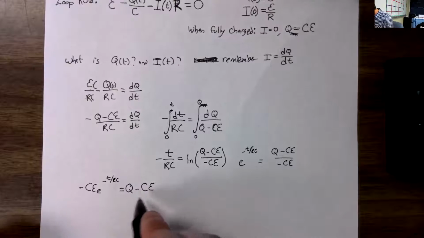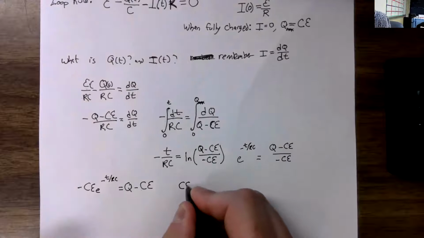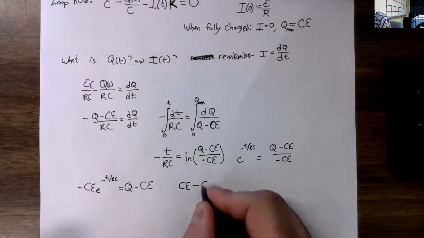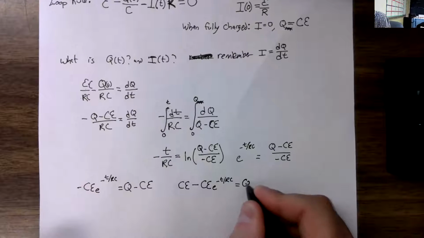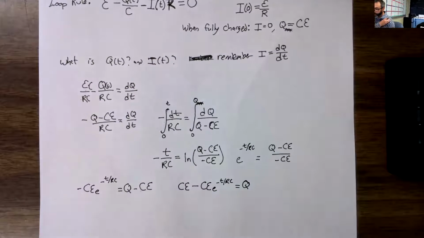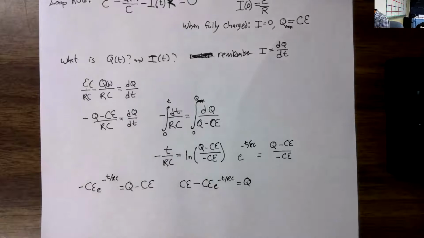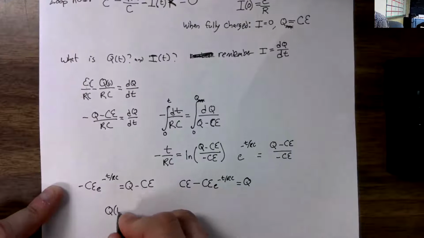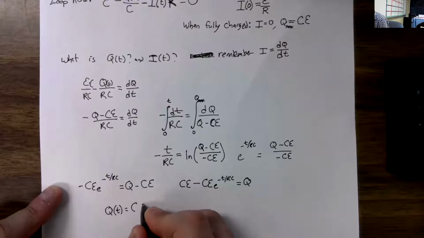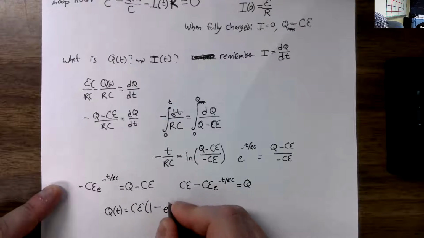And then I just need to add capacitance times EMF to both sides. And that's what I get. And now the very last thing I'm going to do is just factor out the capacitance times the EMF. And I'm going to have that my charge as a function of time is capacitance times EMF times 1 minus e to the minus t over RC.